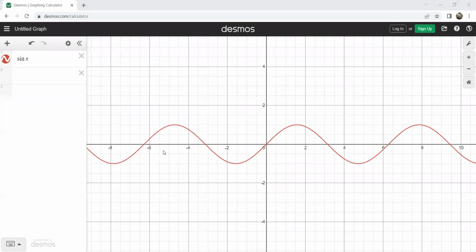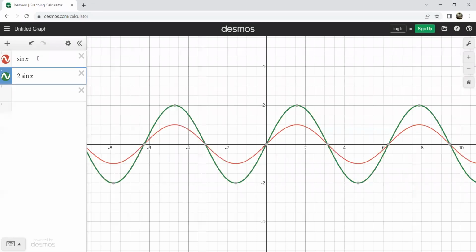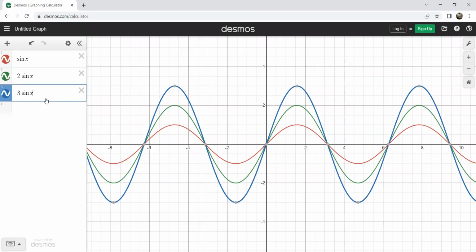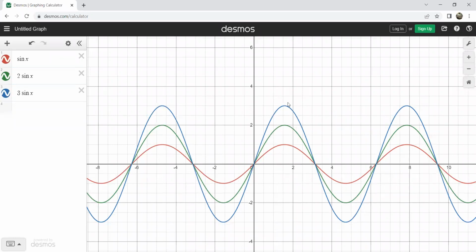What if I just multiply sine by 2? So I'm changing my y values. 2 times sine x. Wow. See the waves? We have higher waves when we multiply sine by 2. What if I multiply sine by 3? 3 sine x. Here you have the blue graph. The maximum value of 3 sine x is different from the maximum value of sine x. The maximum value of sine is 1. The maximum value of 2 times sine is 2. The maximum value of 3 times sine is 3.